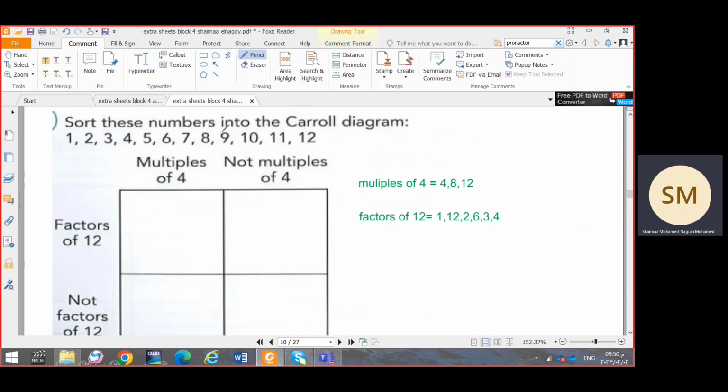احنا عندنا هنا sort these numbers. الناس اللي كانت عايزين الفاكتورز والمالتيبلز. sort these numbers in the Carroll diagram. This is numbers 1 to 12 sorry. طيب هنا عندنا multiples of 4 وهنا factors of 12. يبقى كل اللي انا هعمله بس ان انا هكتب المالتيبلز of 4 والفاكتورز of 12. فانا خليني ذكي شويه واقوم زي عادتكم طبعا المالتيبلز of 4.